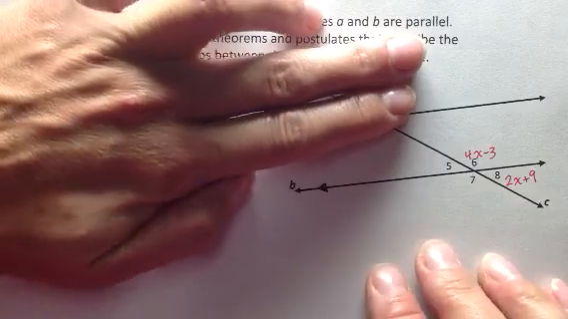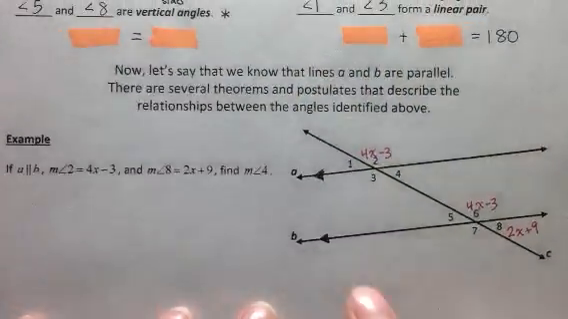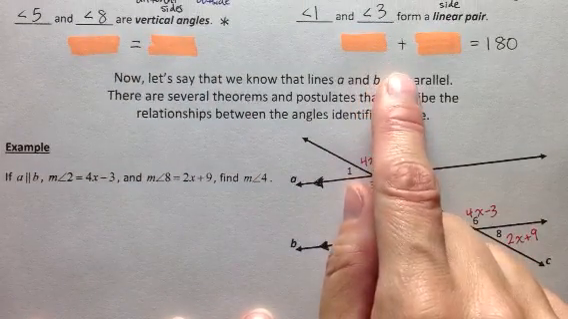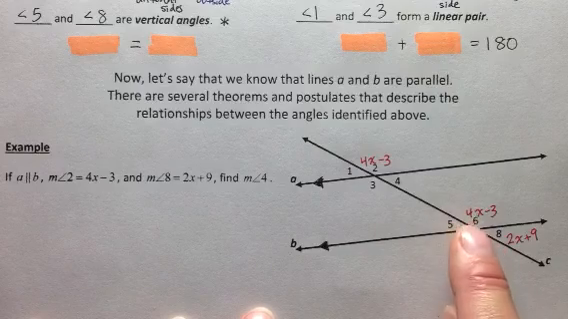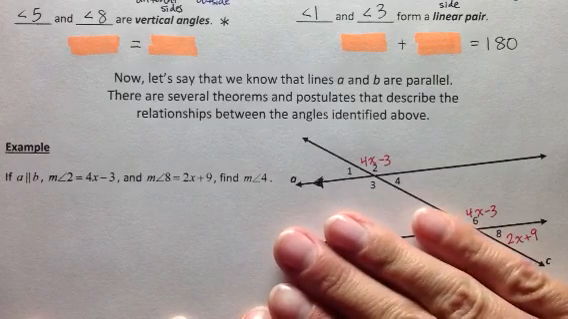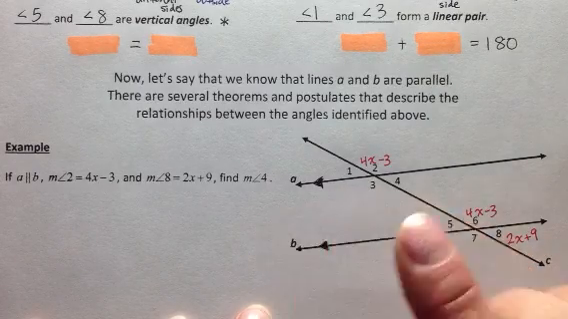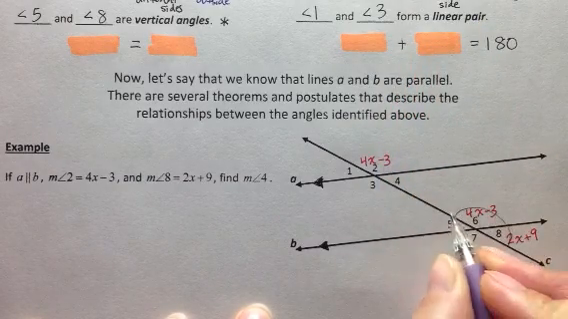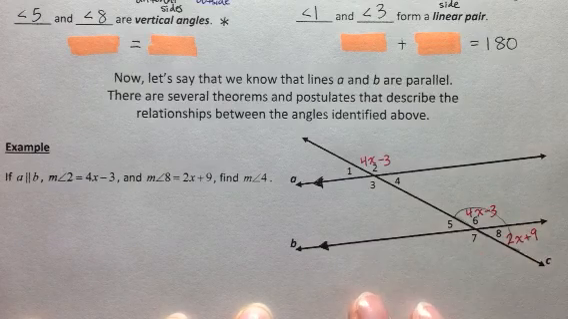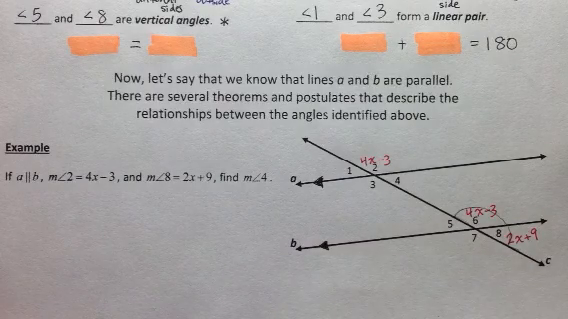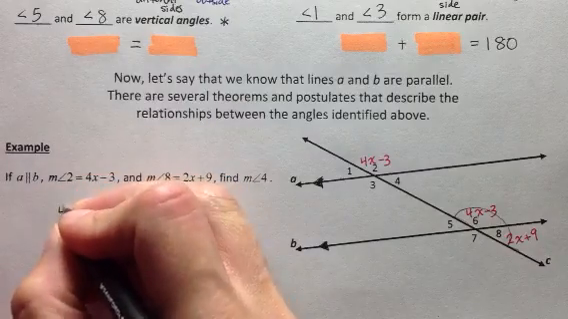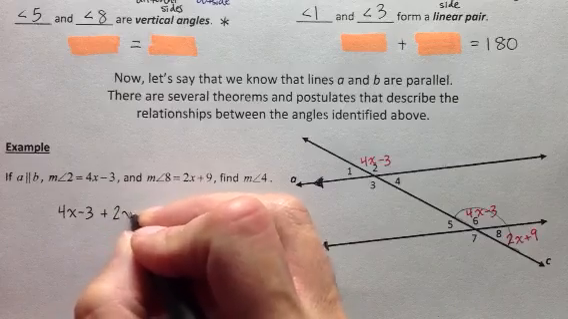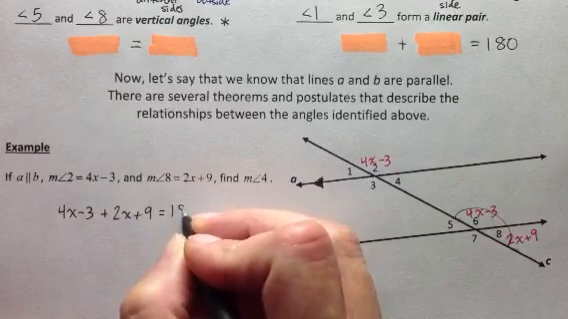Okay, remember my choices are that they would be congruent, in which case I'm going to put the equal sign between them, or they're going to be supplementary, in which case I add them and they equal 180. Well, looking at this intersection, if I can make that straight line like that, I'm looking at a linear pair. They were not vertical, so they're not equal. They're making that 180. So I'm going to add them together. 4x minus 3 plus 2x plus 9 equals 180.